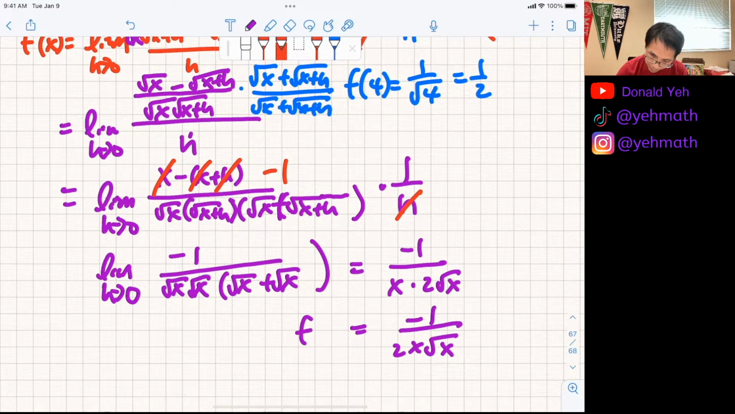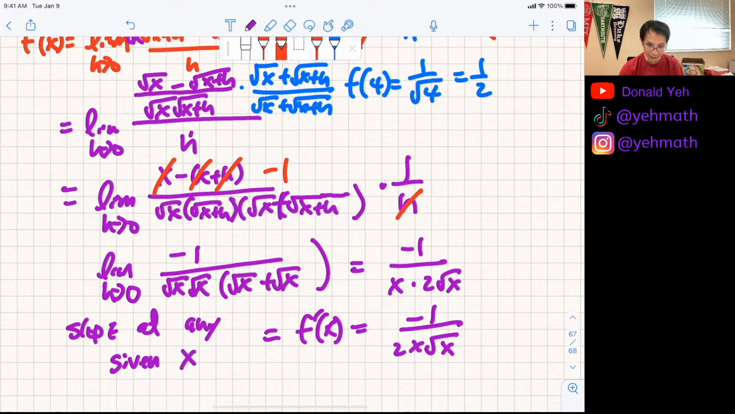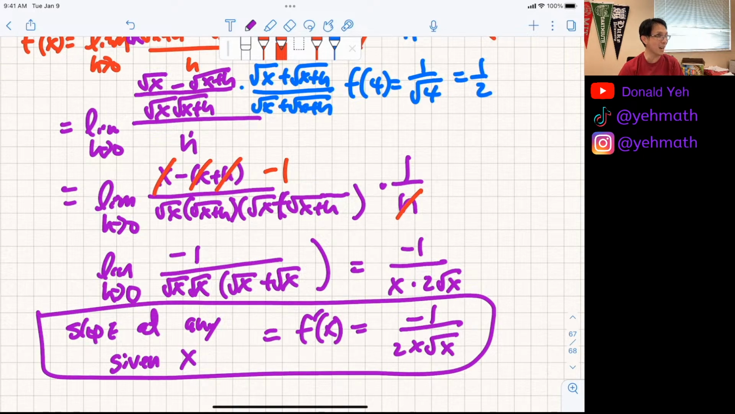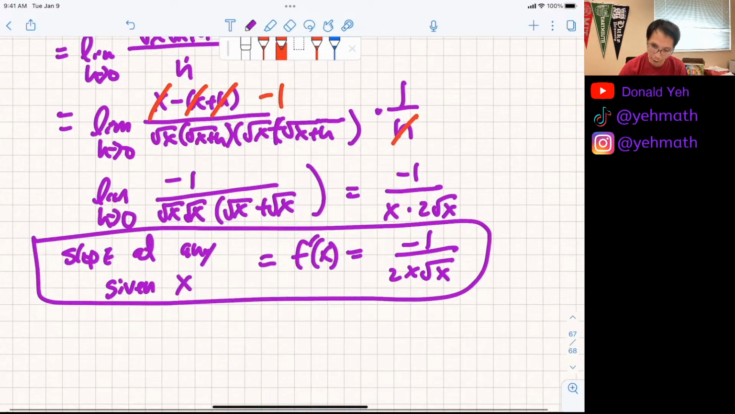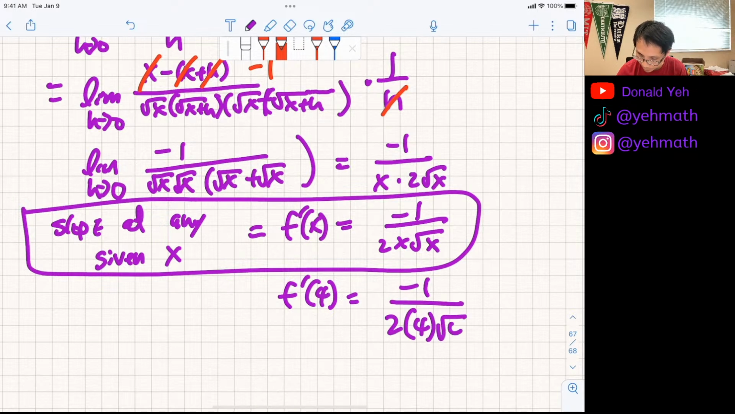So this is my f prime of x, right? What does f prime of x tell me? It tells me the slope at any given x. This is probably the most important sentence in here because it gives you a slope at every single point. So we can plug in any single point to get there. So say I'm interested in 4. What is the slope at x equal to 4? Then just plug in -1 over 2 times 4 times square root of 4, which is equal to -1 over 16.